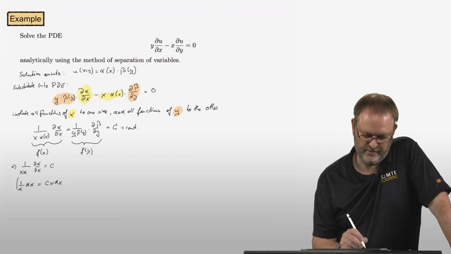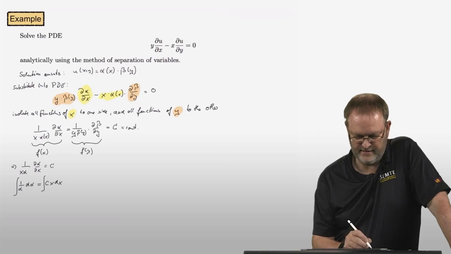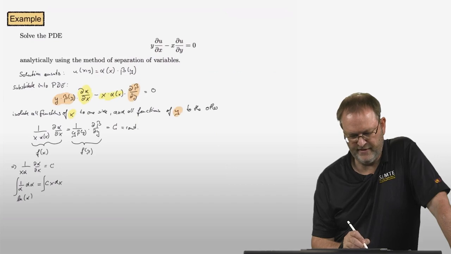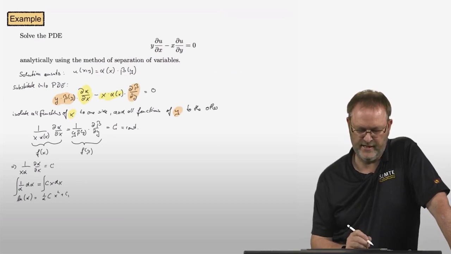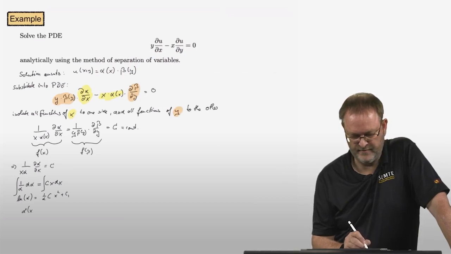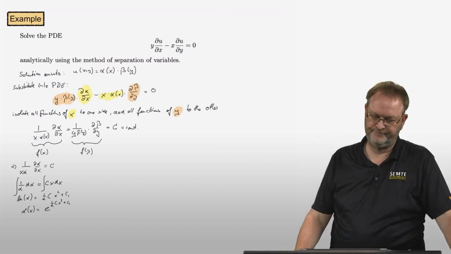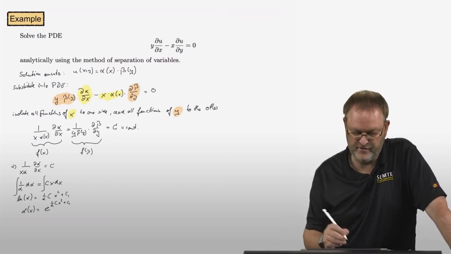And now I'm just going to integrate this. And I get as a solution that the logarithm of alpha is equal to 1/2 cx squared plus an integration constant c1. And to get rid of the logarithm, I take e to the power of both sides. So I get alpha of x is equal to e to the power 1/2 cx squared plus c1. Okay, so that's the left-hand side, the function of x.